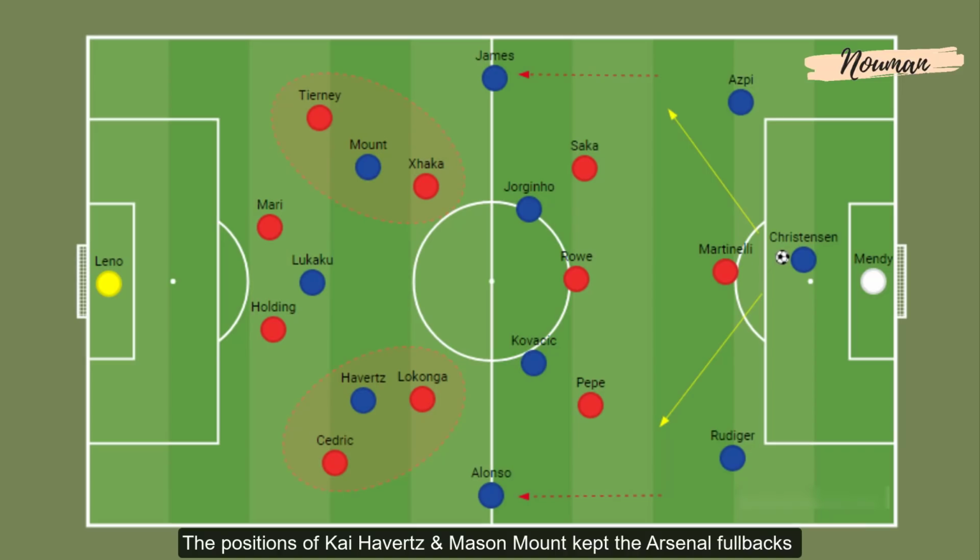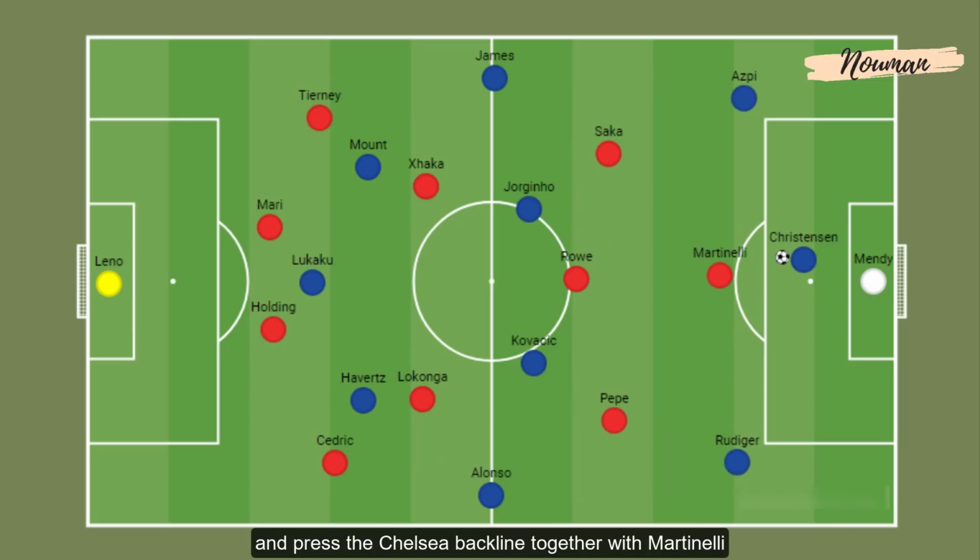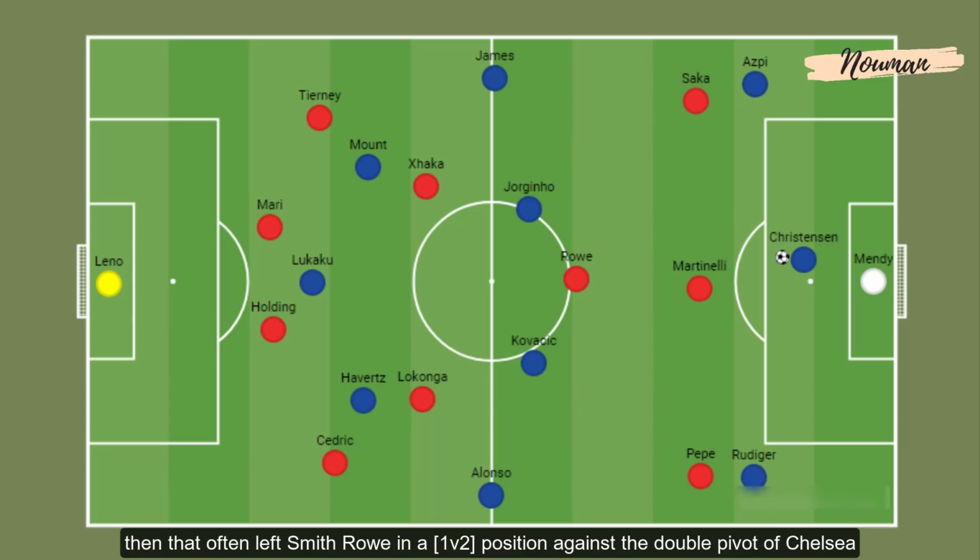The positions of Kai Havertz and Mason Mount kept the Arsenal fullbacks and at the same time the double pivot of Arsenal away from the Chelsea wingbacks, which gave Chelsea the chance to easily build their play using the wide areas. And whenever Pepe and Saka decided to move up and press the Chelsea backline together with Martinelli, then that often left Smith Rowe in a 1v2 position against the double pivot of Chelsea.